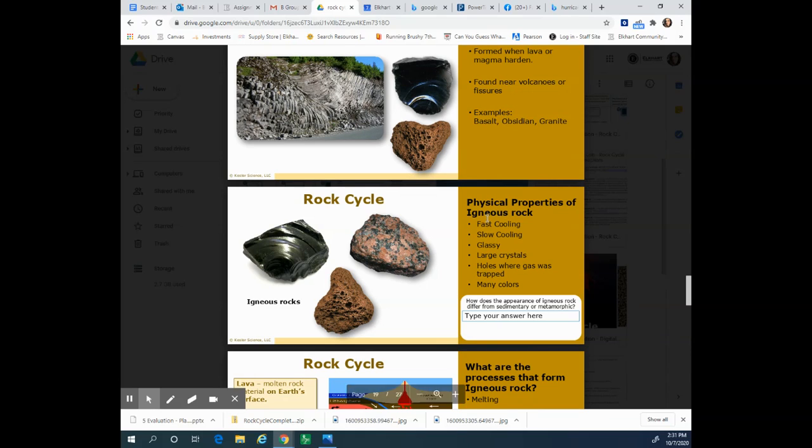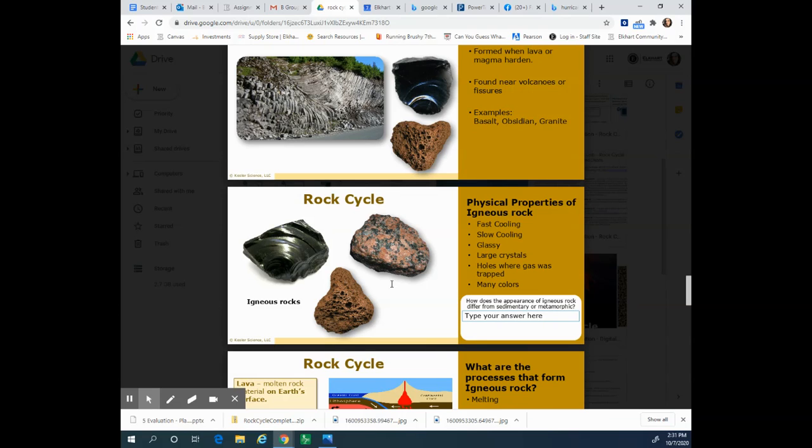Physical properties of igneous rock: it's fast cooling or slow cooling, it's glassy-like, it has large crystals, it has holes where gases were trapped, and it can be many colors. How does the appearance of igneous rock differ from sedimentary and metamorphic?